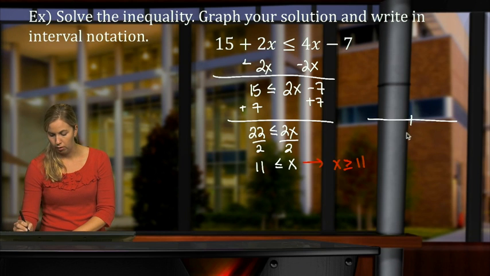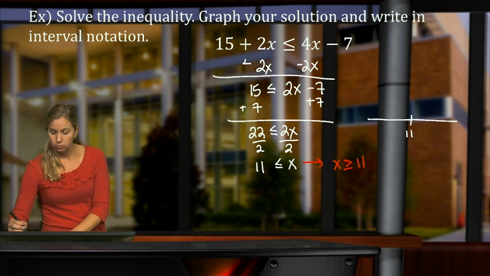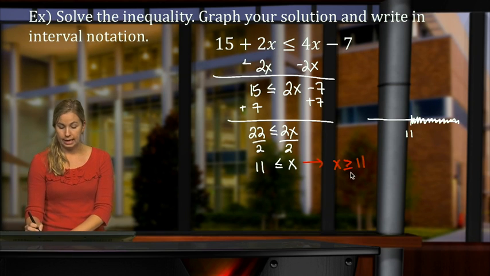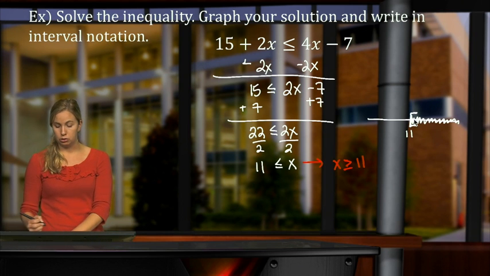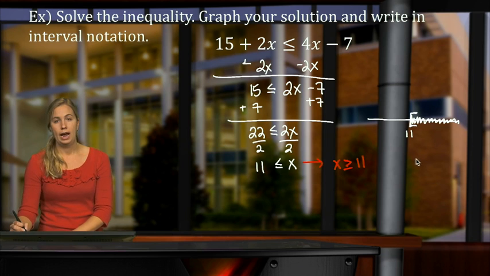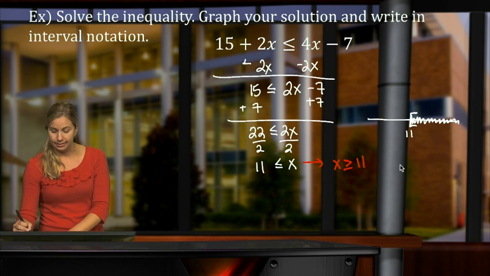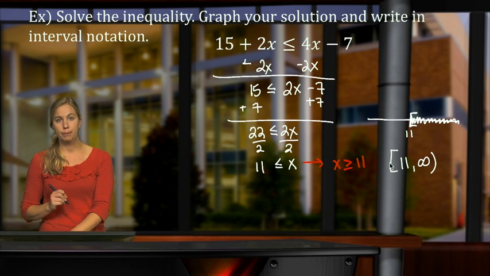We set up our number line. Here's 11. Since x is greater than 11, we're going to shade to the right. Since x can equal 11, we will use a bracket to include it. And now when we're setting up our interval, again, that shaded region represents the interval. We read from left to right. It begins at 11 and goes to positive infinity. Since I included 11 on the graph, I include 11 in my interval.